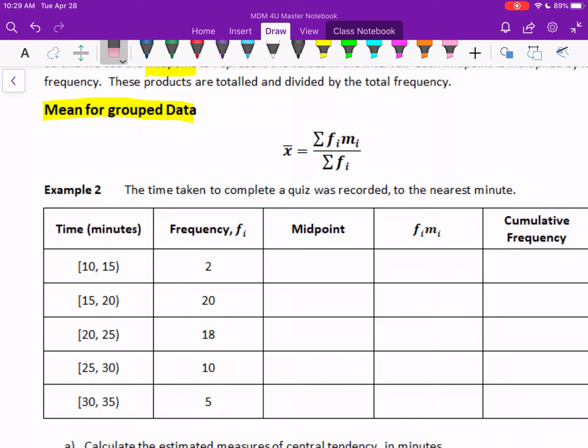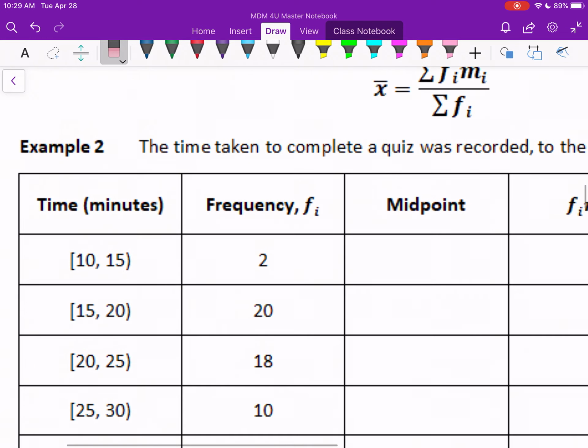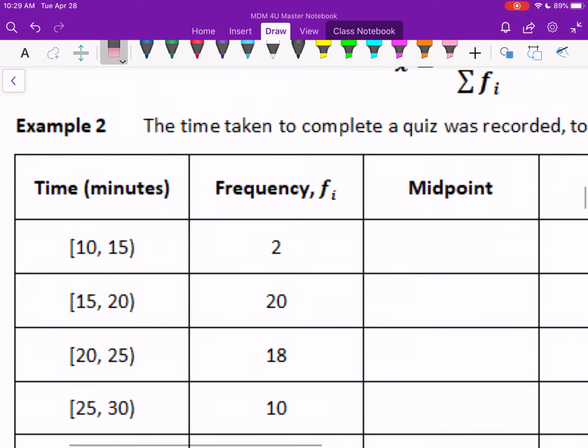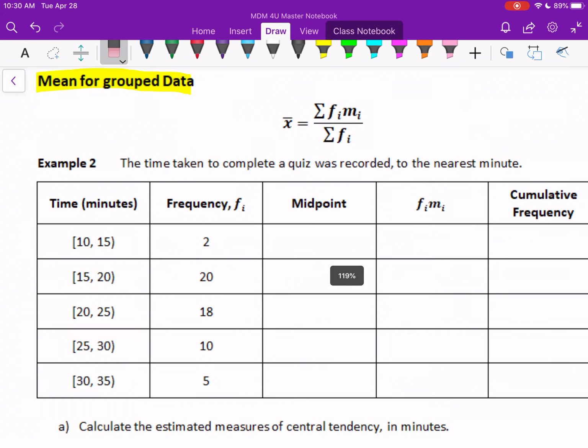So these were supposed to be times for quizzes that were written. Maybe there's two people in the first one. Maybe one person took 11 minutes and another person took 14 minutes in this first interval. They both went into the 10 to 15 minute interval. 20 people were in the second interval from 15 to 20 minutes, which means maybe two of them took 15 minutes. One of them took 15 minutes and 37 seconds. One of them took 15 minutes and 40 seconds. Even that's slightly different. They all go into the same interval. Anybody up to 20 minutes would go into that interval.